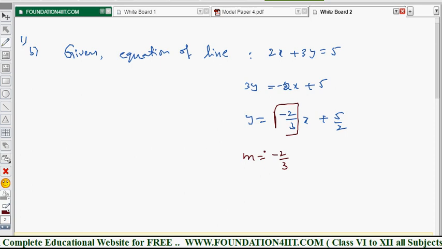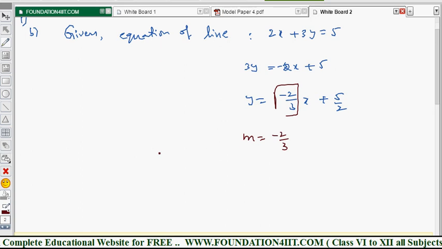Since the required line is parallel to the same line, the slope of the required line is the same. Therefore the slope of the required line is also minus 2 by 3. So you got the slope now.